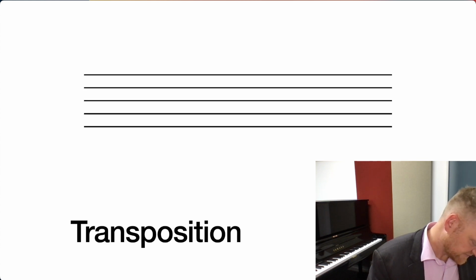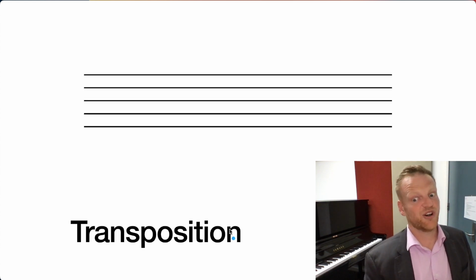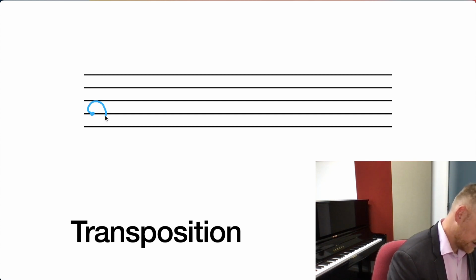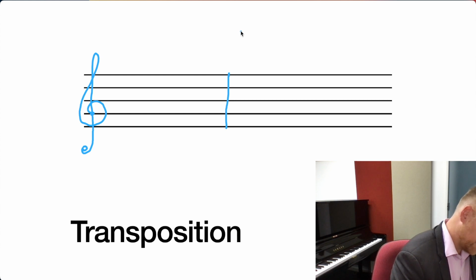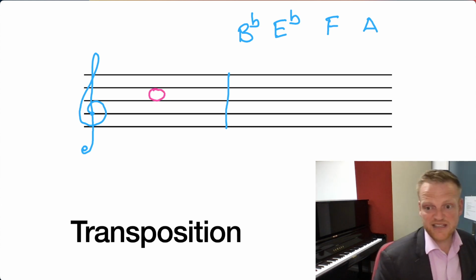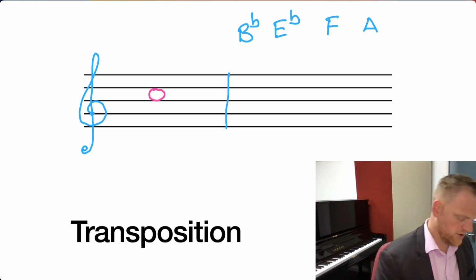We're almost done. Not quite done though, because this is probably the hardest stuff. When we're transposing instruments, we need to know 4 transpositions. They are B flat, E flat, F, and A. What that means is that when you play a C on your instrument, you hear these notes.